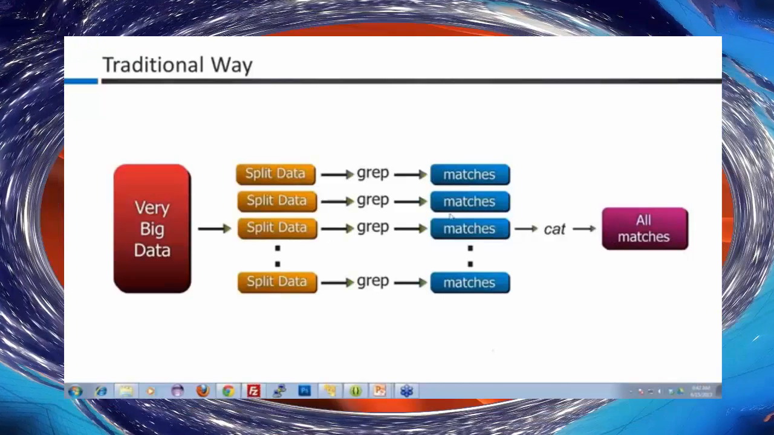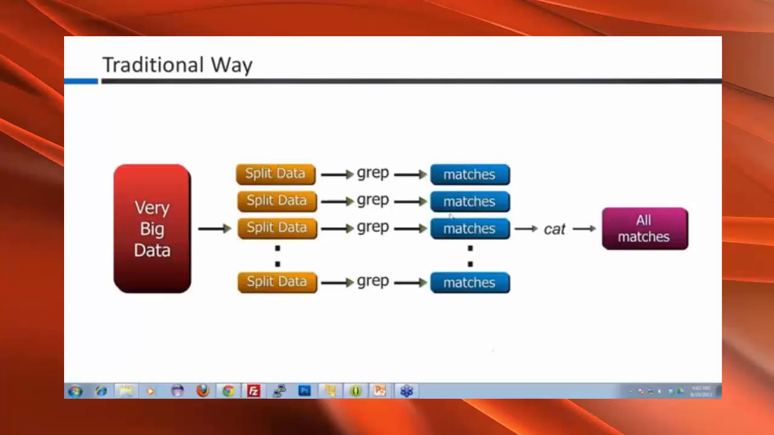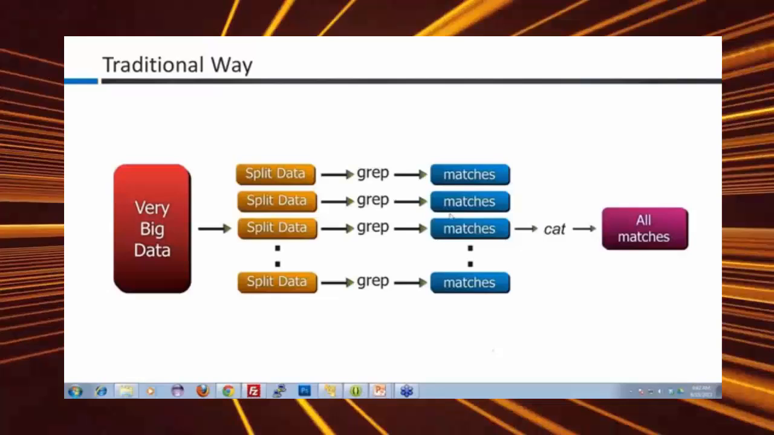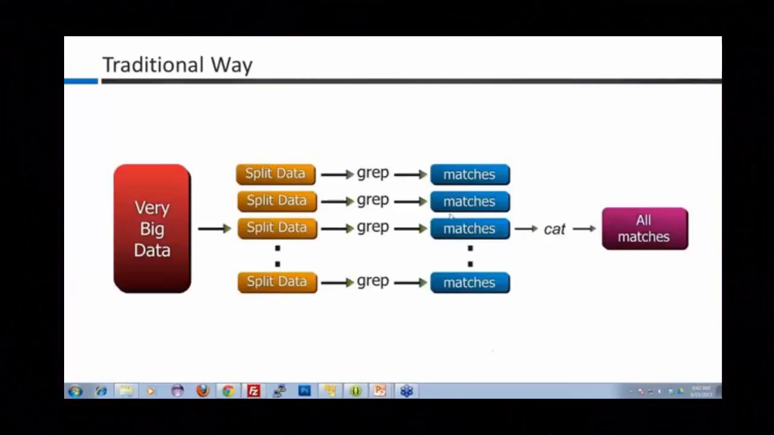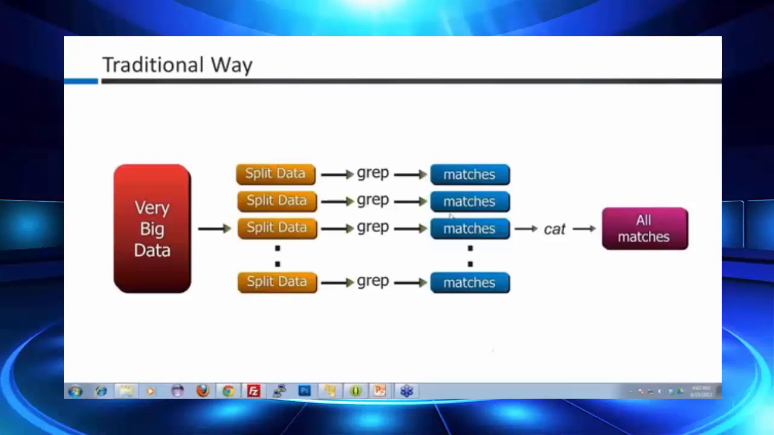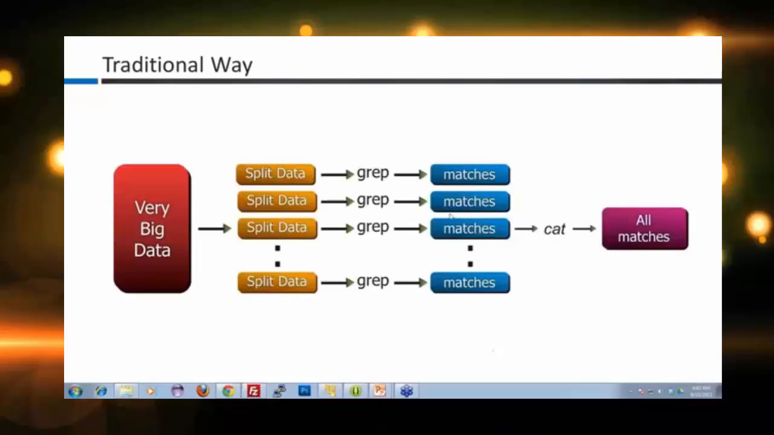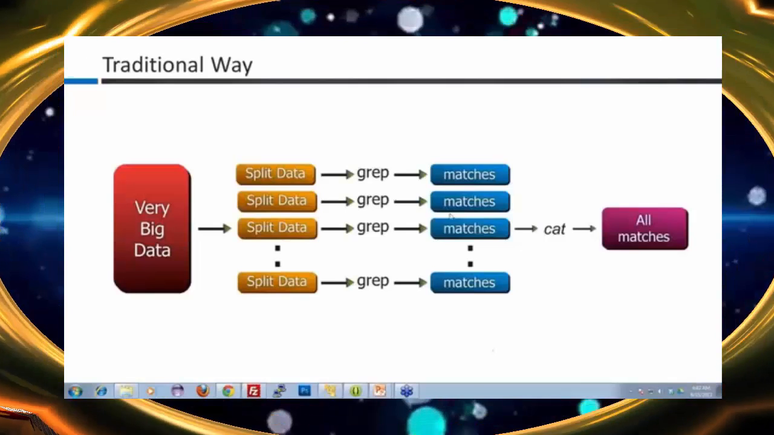Anyone who is not with me till now? Just say no. Everyone is with me? Great. Now the next question I'll ask is, if everyone agrees with this, then what are the challenges in this approach? Can someone throw some light on that? What are the challenges in this approach? The approach is very simple. You have very big data, split it into multiple data sets, run it on different machines.